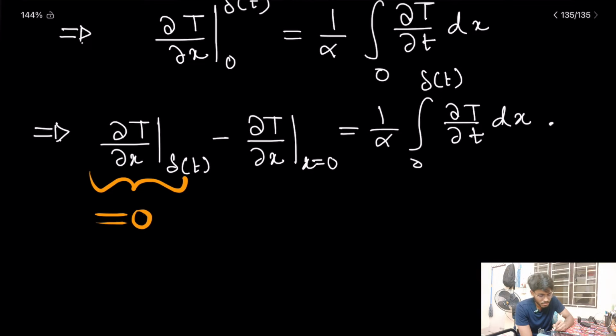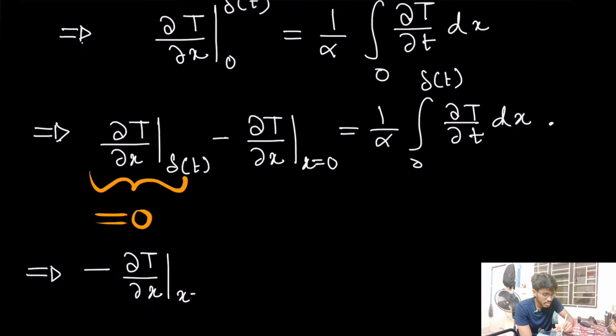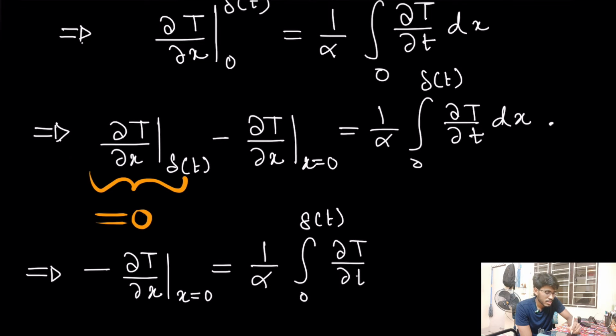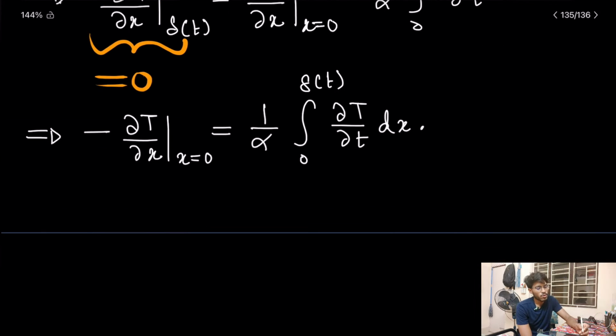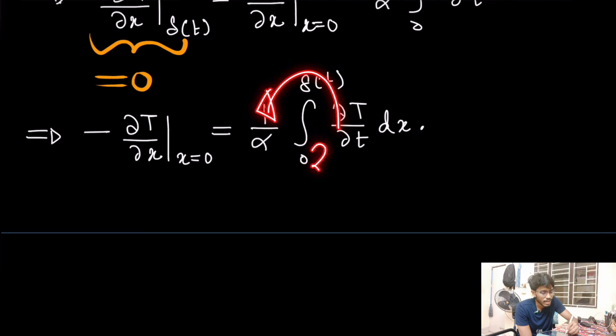But if I take the boundary condition like this, then I will get del T del x at x equal to 0 is equal to 1 by alpha, integral 0 to delta t of del T del t dx. Okay, so now you tell me, can I take this differentiation with respect to time outside the integral? Can I do this?